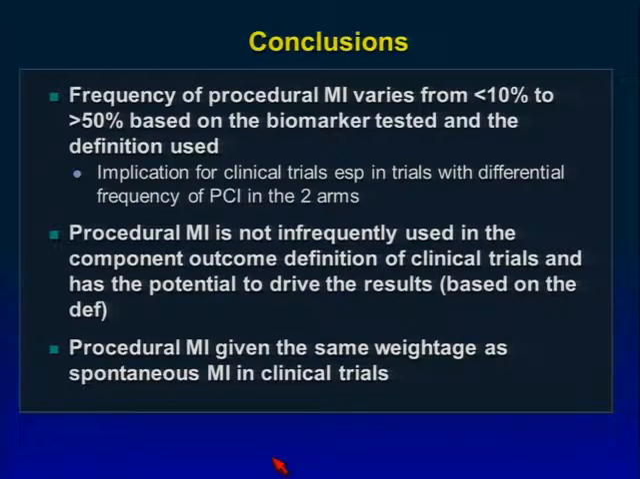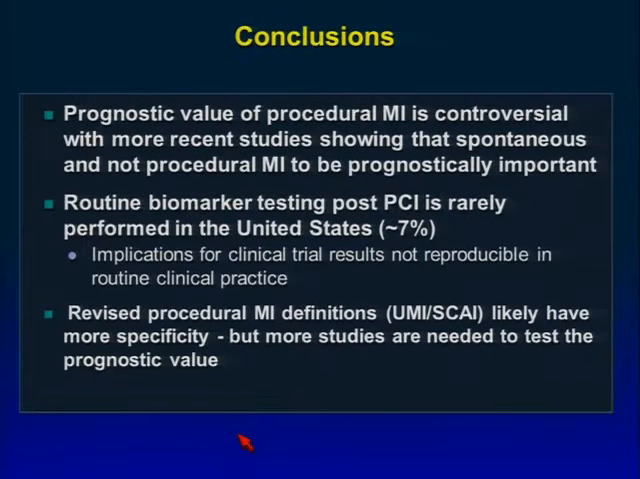So in conclusion, the frequency of procedural MI varies considerably based on the definition, from less than 10% to greater than 50%. This definitely has implications for clinical trials, especially in trials with differential frequency of PCI in the 2 arms. And procedural MI is not infrequently used in the composite outcome definition of clinical trials and has the potential to drive the results based on the definition. So, in many of the trials, procedural MI has been given the same weightage as spontaneous MI in clinical trials. And of course, there is controversy over the prognostic value of procedural MI, with more recent studies showing that spontaneous but not procedural MI may be prognostically important.